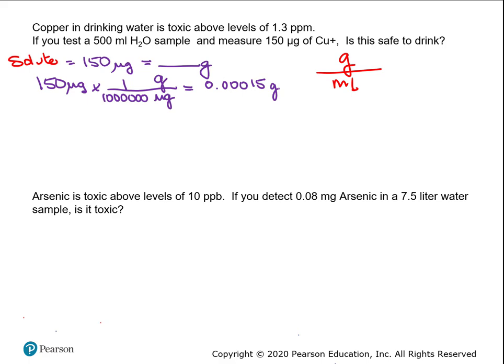Okay, so now I have my solute in grams. That's the first step. The second step is I need to put my volume in milliliters. So is my volume in milliliters? Yeah, it's already there. Volume, 500 milliliters. Check. If it was in liters or deciliters or centiliters, any other volume, it's got to be in milliliters. So now I have my two numbers. I'm going to take 0.00015 grams divided by 500 milliliters. And then I have to multiply this answer times what? Times a million, because I want parts per million. If it was parts per billion, I'd have to multiply it times a billion. So parts per million.